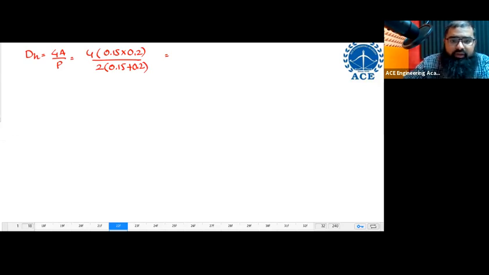0.171 meters. See, everything I try to take in SI units, so that in the end you don't have to worry about the units. Okay. Thank you, Chakrapani.